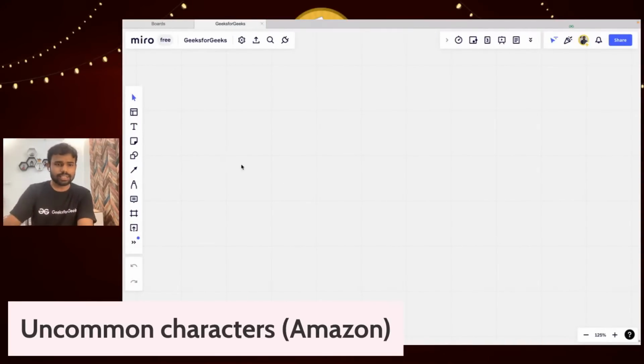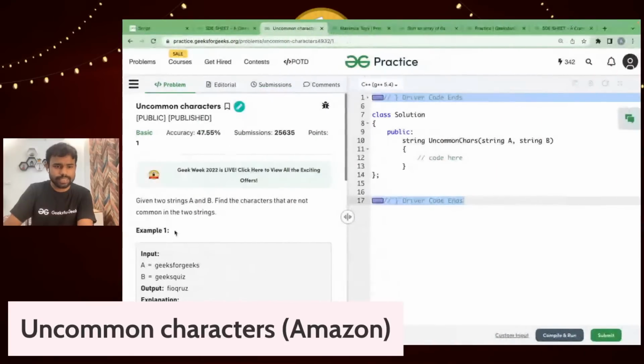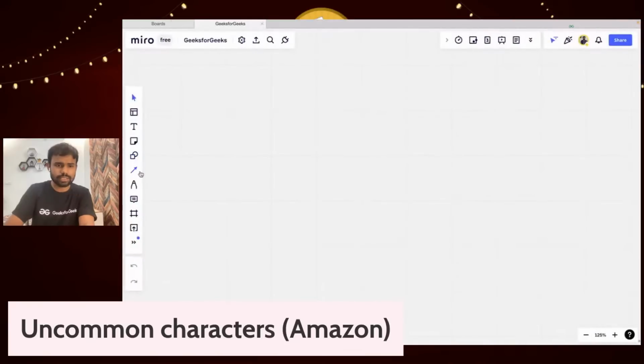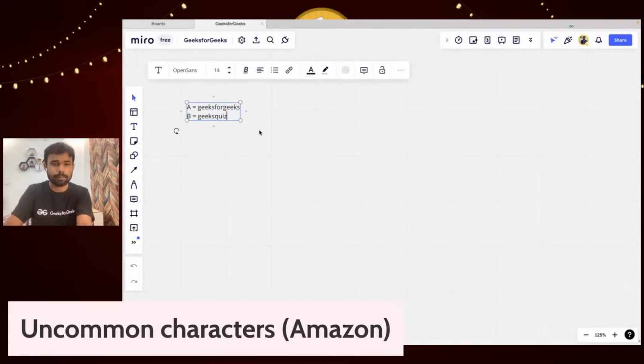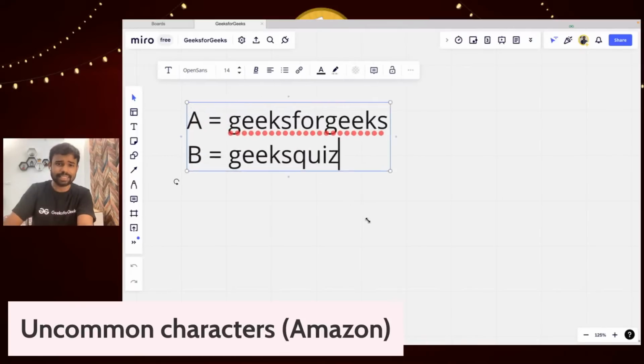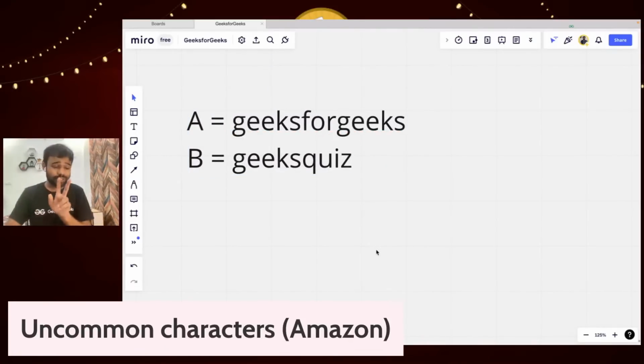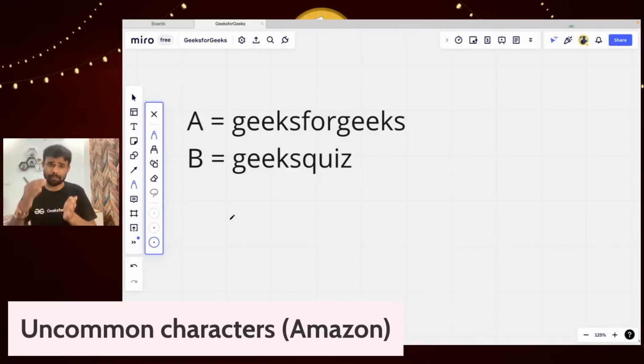Let's first take this particular example, where two strings are given to us. The first is geeksforgeeks, and the second is geeksquiz. We have to check which characters are non-common, meaning which are present in B and not in A, or which are not common, not present in both the strings.